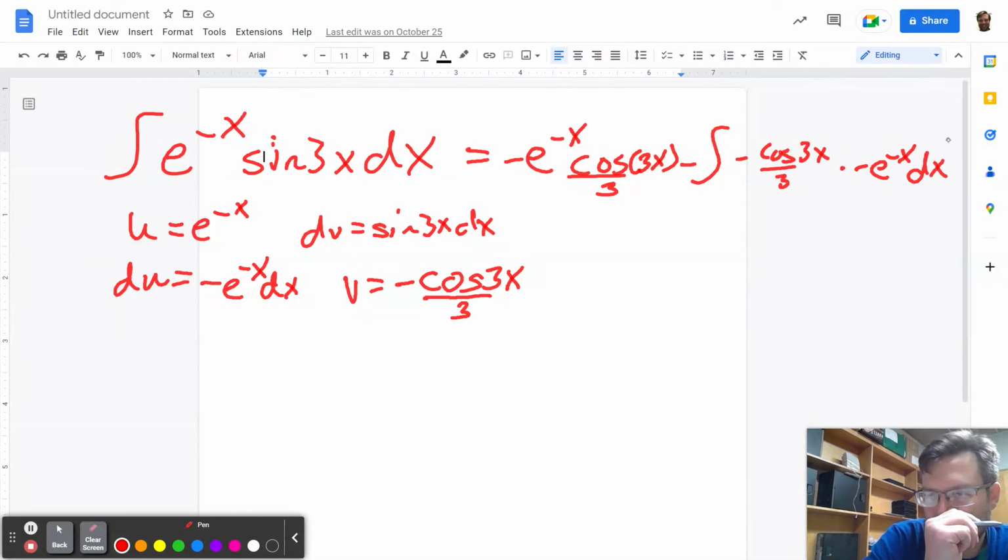Okay, so there's a lot of negatives going on there. These two negatives can become positives. This is multiplied. It's not added. It's just a positive term there. Okay, things did not get much better. I still have a trig and an exponential.